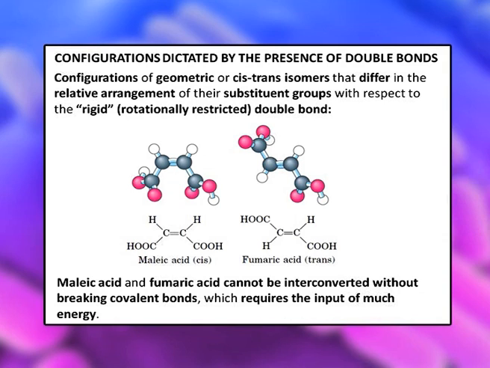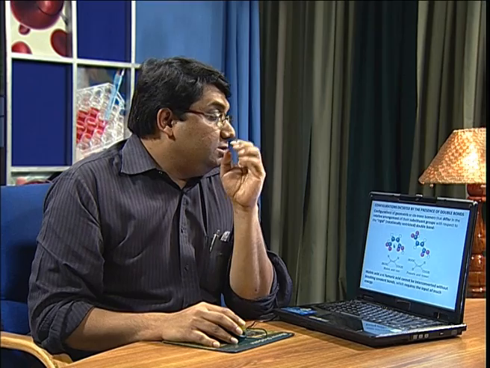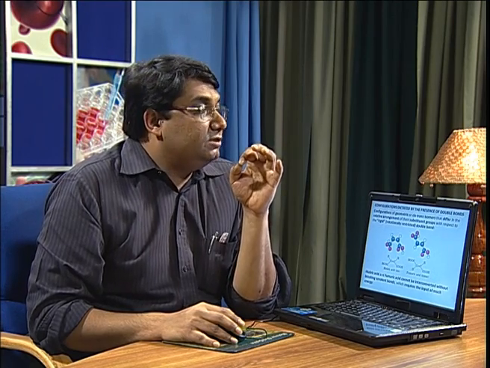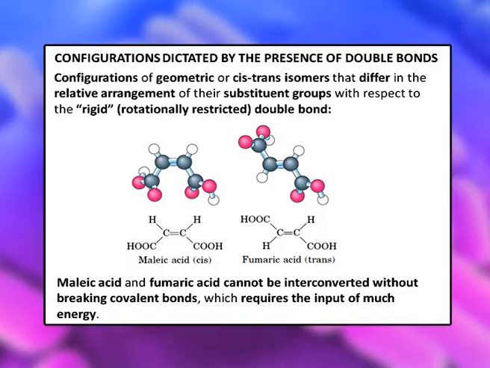Here, a type of configurational isomers is shown that depends on the presence of double bonds. These are called geometric isomers or cis-trans isomers, where the substituent groups are arranged in relation to the rigid double bond. Here, there are two molecules. One is maleic acid, another is fumaric acid. You can see in maleic acid, the two carboxylic acid groups are arranged on the same side of the double bond. That is why it is called a cis isomer. On the other hand, in fumaric acid, the two carboxylic groups are on the opposite side of the double bond and it is called the trans isomer.